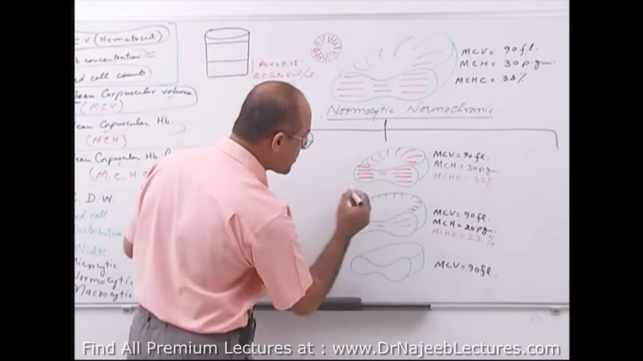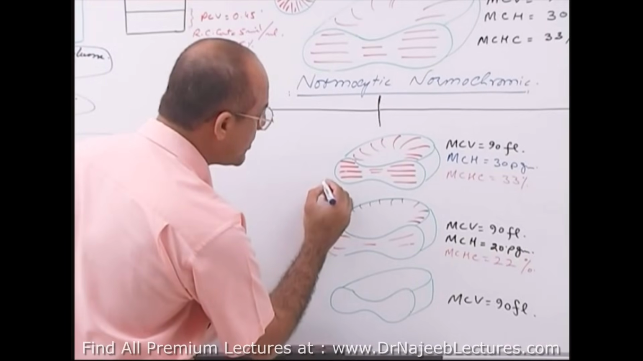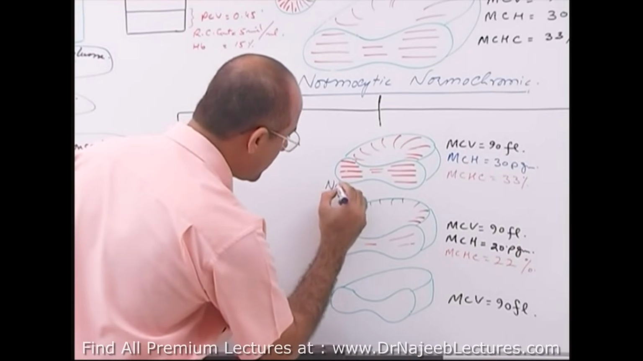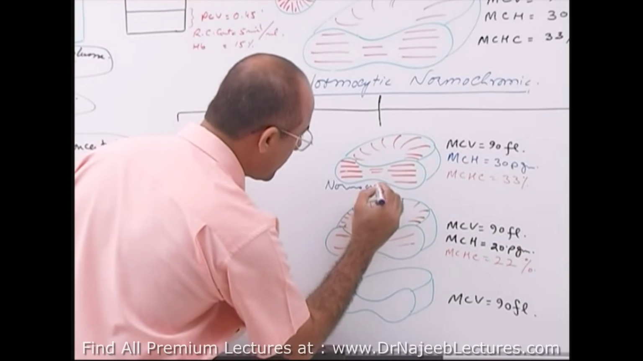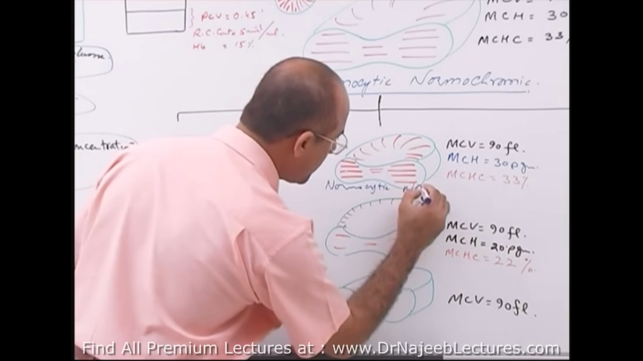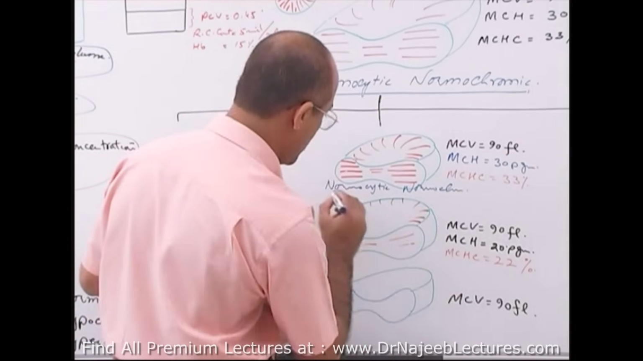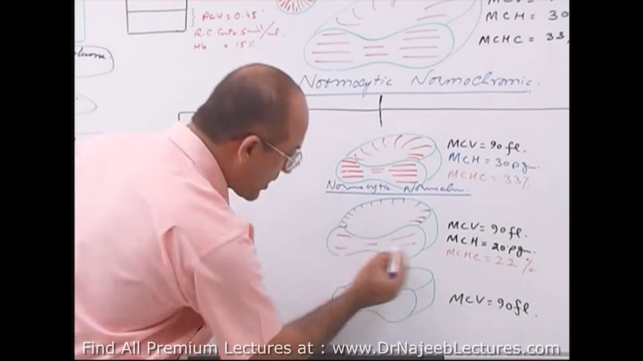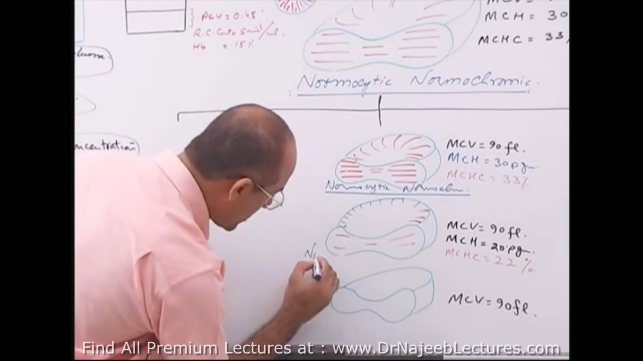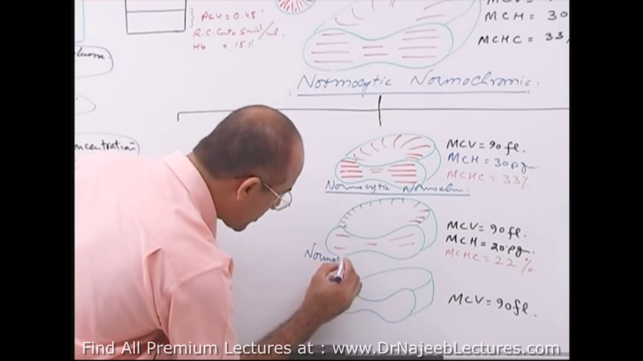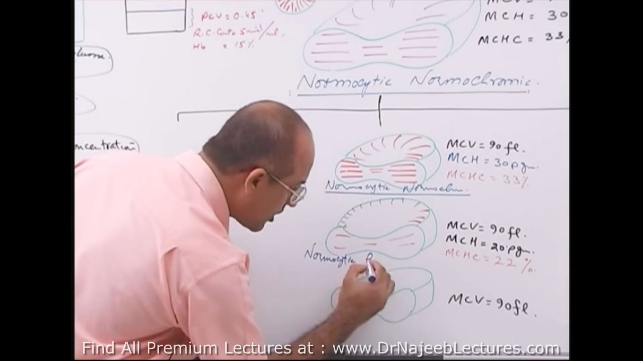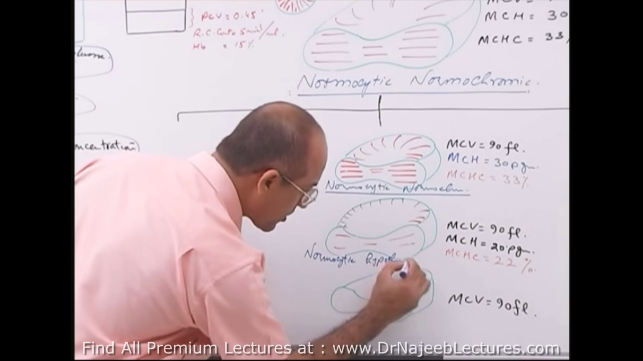So I will write here. The upper one was what? Normocytic and normochromic. Is that right? The upper one. And what is this? Yes, normocytic and hypochromic.